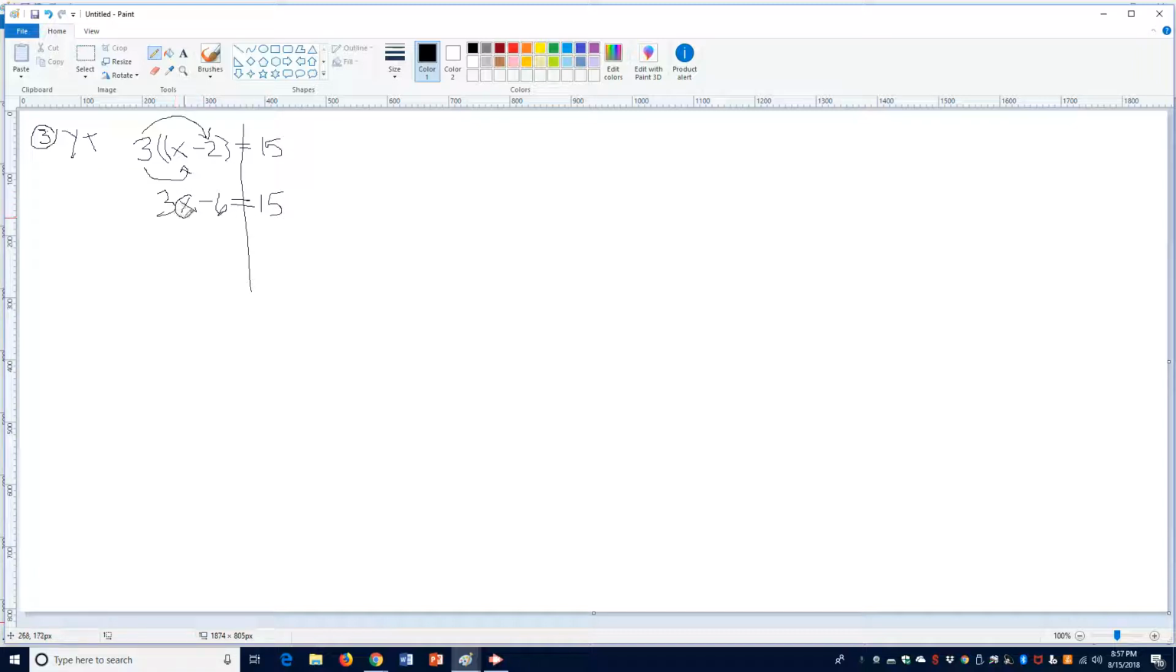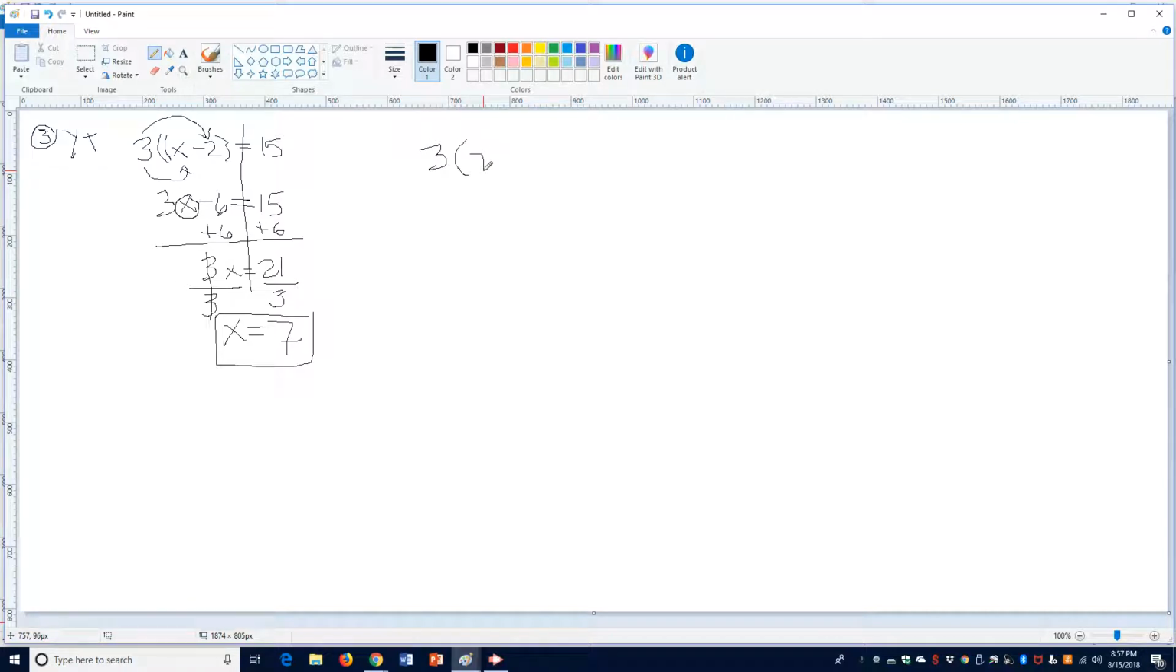We want to get this x by itself, so we need to undo addition or subtraction first. So in this case, we need to undo minus 6 with plus 6. Got to keep it balanced, do the same thing to both sides, and we bring down our 3x. 15 plus 6 is 21. Now we have 3 times x. To undo multiplication, we divide, because 3 divided by 3 is 1, so that will leave us with just an x. And then we have to do the same thing to both sides. We divide by 3, and we get 7. That is our answer.